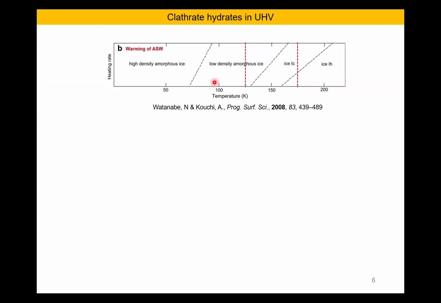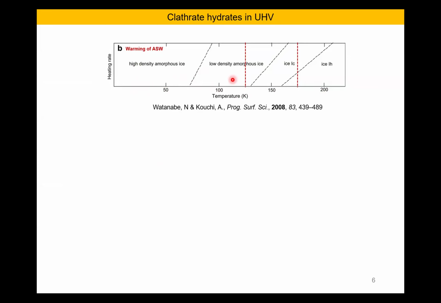observation. So first, before going to clathrate hydrate, we have to see what happens to pure water ice. If you deposit water ice at 10 Kelvin, you will get a high density amorphous ice in ultra high vacuum. If you slowly anneal the ice to higher temperatures, like 100 Kelvin, 150 and 200 Kelvin, the ice morphology will change. It will first go from high density amorphous ice to low density amorphous ice, followed by cubic ice, then hexagonal ice.